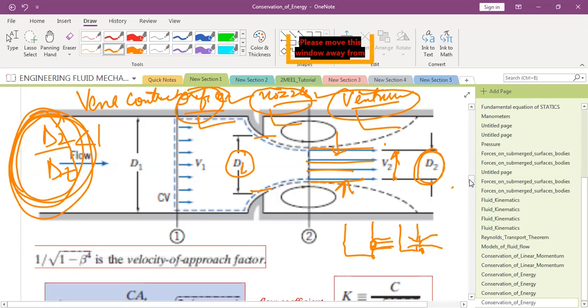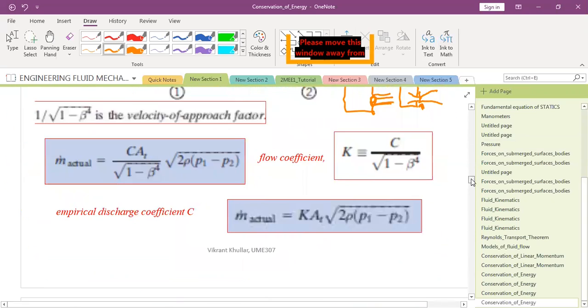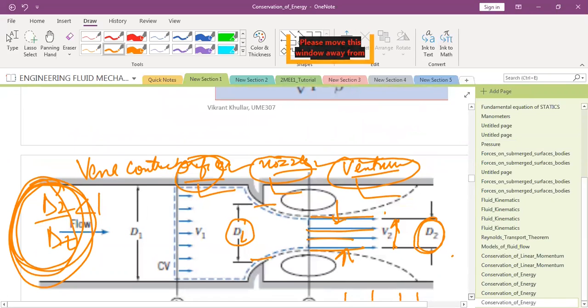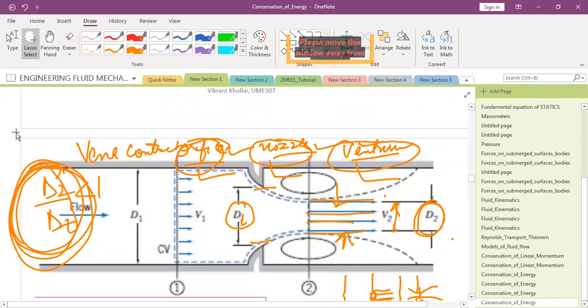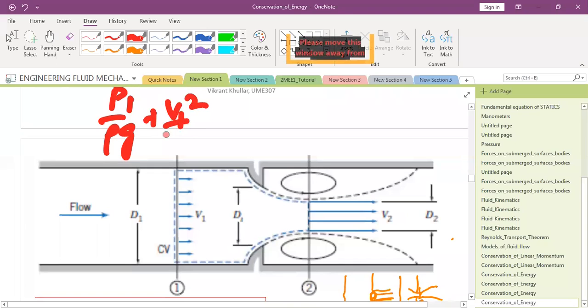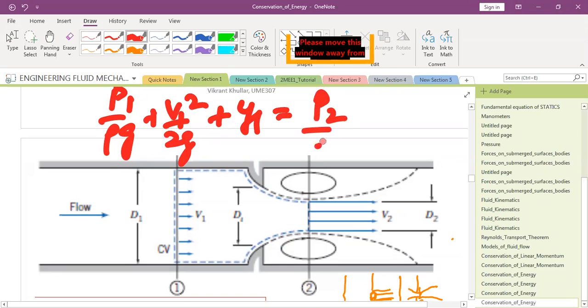Any doubts to anyone? Now I'm coming to the analysis part. So we found that vena contracta is the area of smallest cross section and we want to apply Bernoulli's equation. So what will be Bernoulli's equation for 1 and 2? P1 upon rho g plus V1 square upon 2g plus y1 is equal to P2 upon rho g plus V2 square upon 2g plus y2.